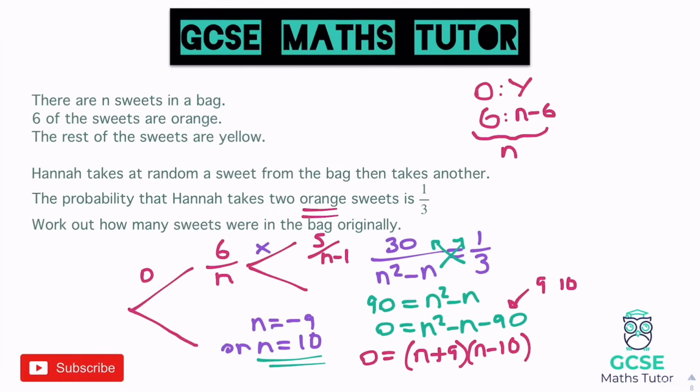Now it says work out how many sweets were in the bag originally. Well, we've just worked out n equals 10, so the total amount is 10 sweets. Okay, there we go, and there's our answer. Again, we could say there are 6 orange, so therefore there are 4 yellows, but it asked us how many sweets there were in total, and there were 10 sweets.